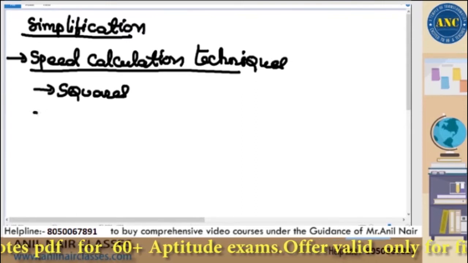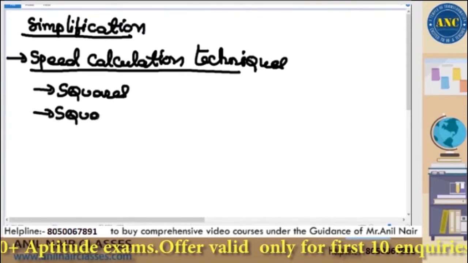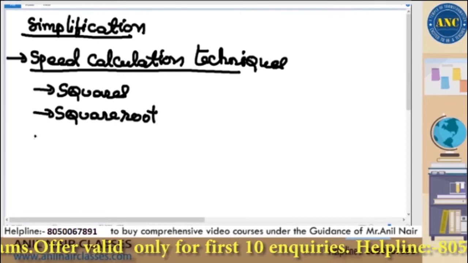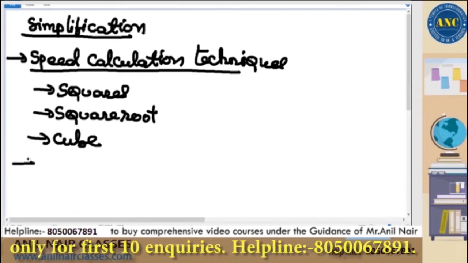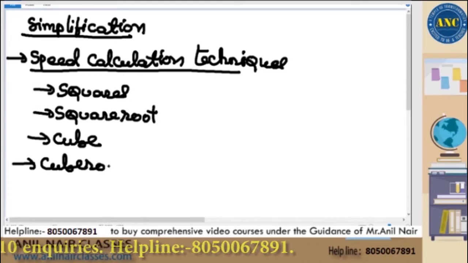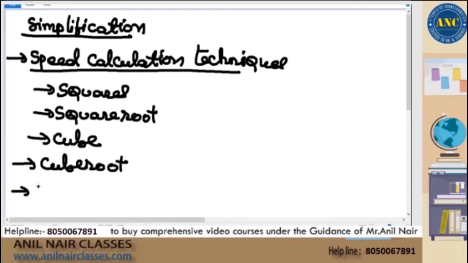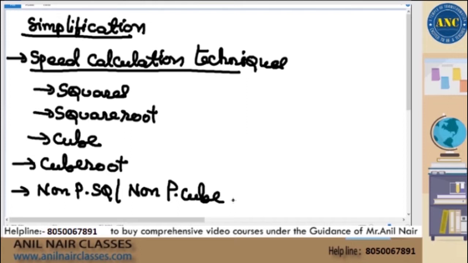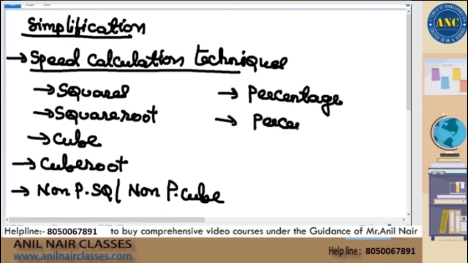One is squares, another is square root, cube root. You should know all this. Non-perfect square, non-perfect cube. These are all the concepts you should know. Otherwise you will fumble. Squares, square root, cube root, non-perfect square, non-perfect cube, percentages, percentage to fractions.